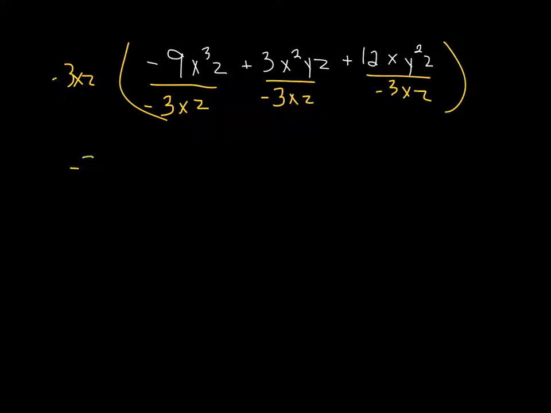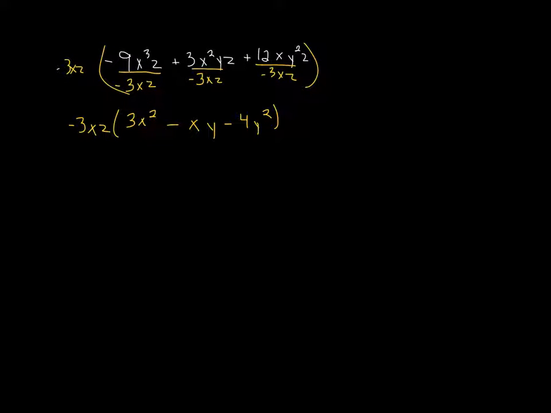So after simplifying that, we have 3x squared minus xy minus 4y squared. Now we can look for a, b, and c. So a is 3, b is negative 1, and c is negative 4. So a, which is 3, times c, which is negative 4, would be negative 12.